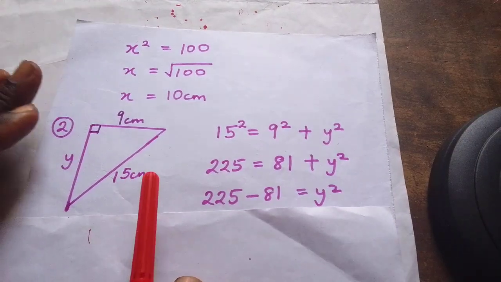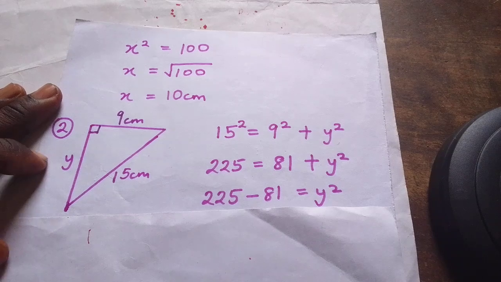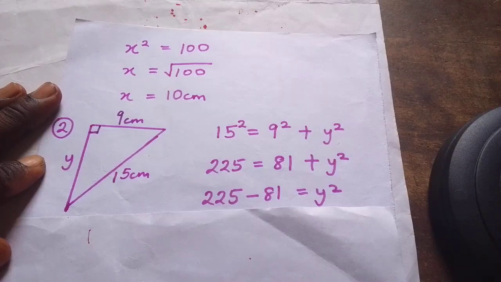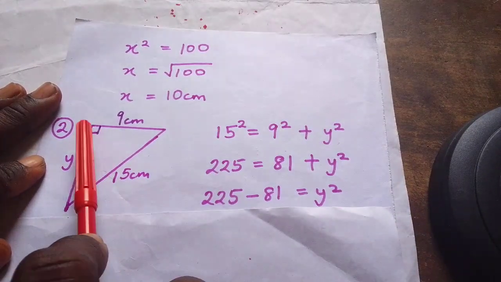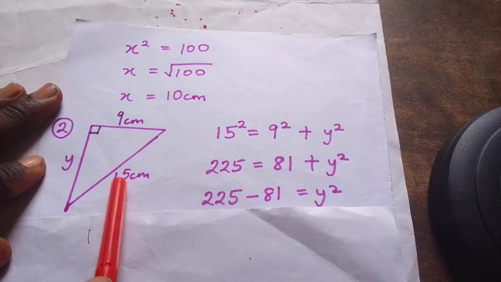If you have this right angled triangle, first of all you must learn to identify the hypotenuse. So how will you identify the hypotenuse? Identify the right angle. This is the right angle. So the line that is facing the right angle is this 15. So that means the hypotenuse is 15.